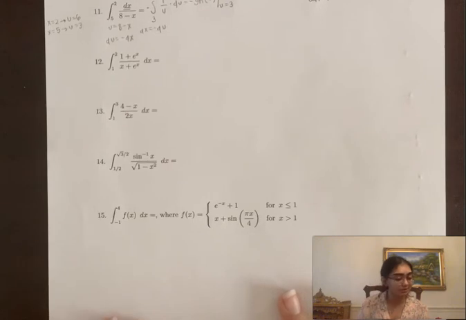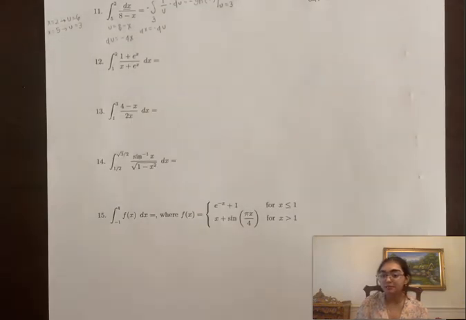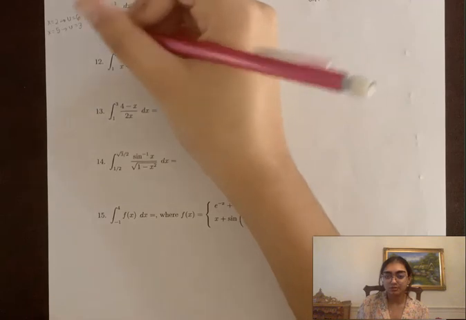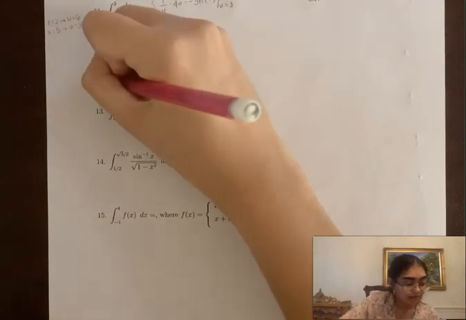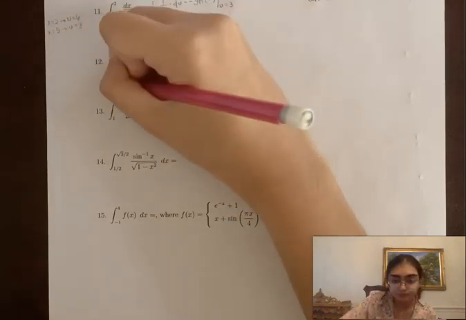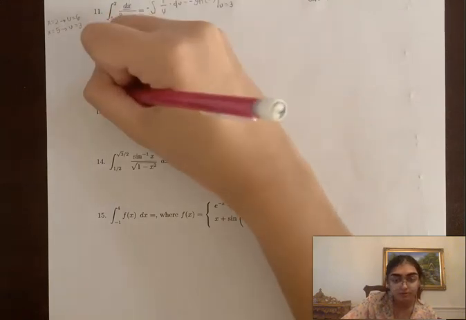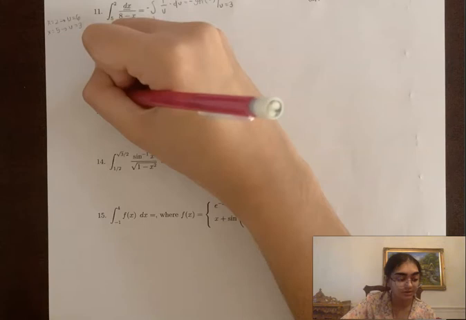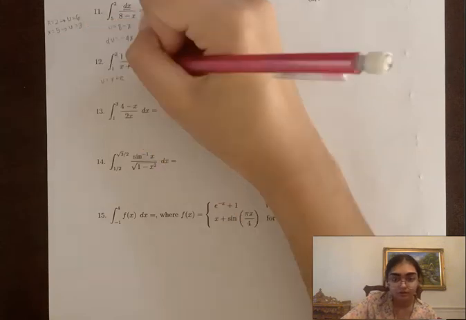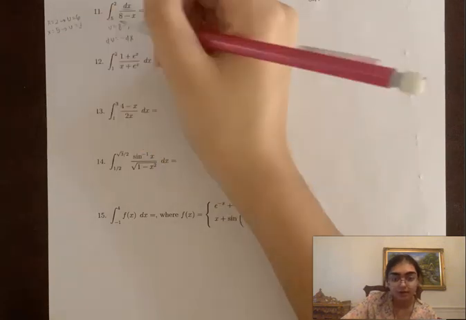Okay, now we're going to move on to number 12. This is a little bit more tricky because it might be a little difficult to at first figure out what your u is going to be. But if we look at it closely, we see that the numerator of this problem is actually the derivative of the denominator. So let's go back and see if we can see the problem. My hand isn't in the way.